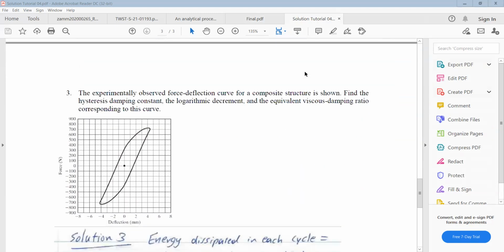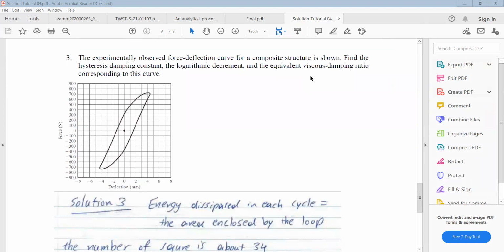Okay. And the last one, we have a system with hysteresis damping. The experimentally observed force deflection curve for a composite structure is shown. Find the hysteresis damping constant, the logarithmic decrement, and the equivalent viscous damping ratio corresponding to this curve.